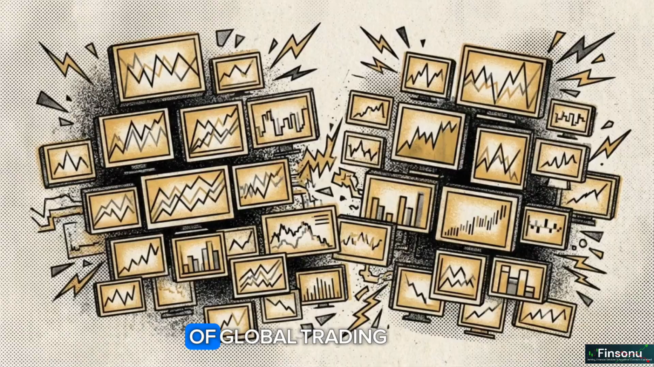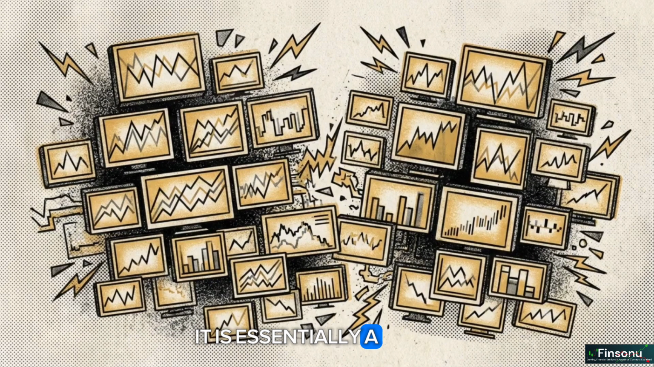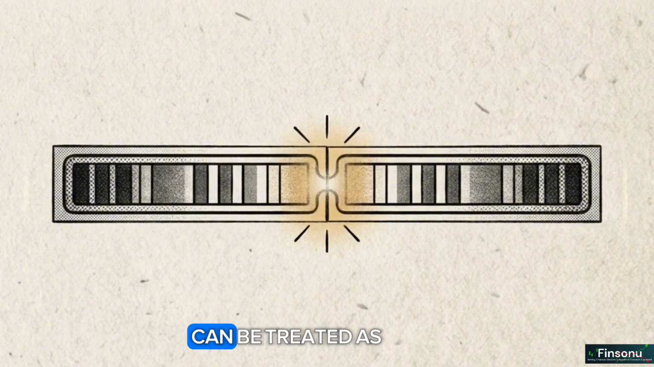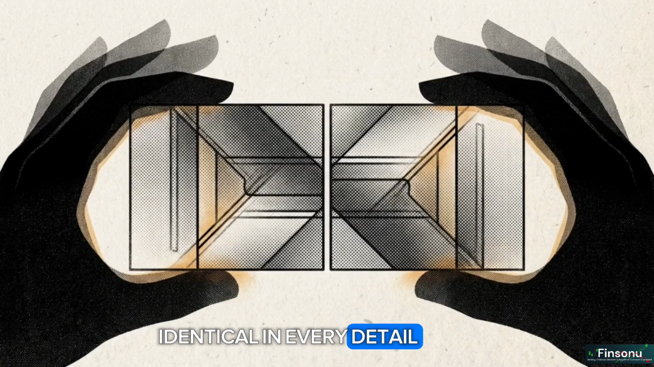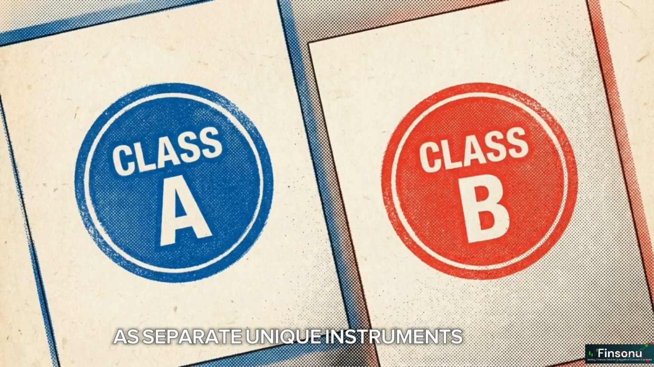Handling the massive volume of global trading requires a property called fungibility. It is essentially a test of interchangeability, determining if two different financial instruments can be treated as the exact same thing. The standard is strict. If two items are identical in every detail, they are interchangeable. But if they differ even slightly, the market treats them as separate, unique instruments.